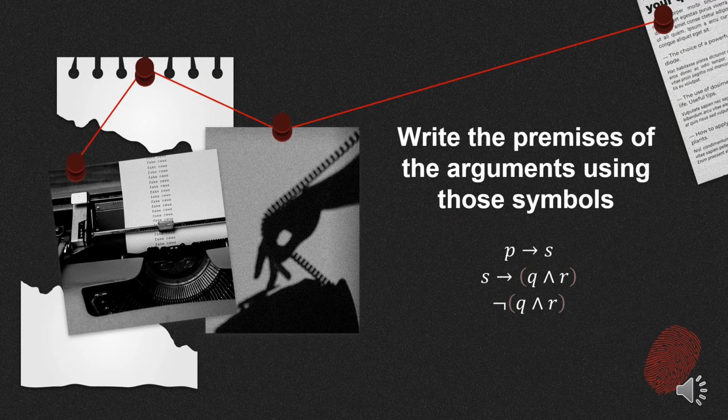Step 2. Write the premises of the argument using those symbols. The first premise we get from the argument is P implies S, which is that if Enola wants to be a good detective, she must solve the case. The second premise is S implies Q and R, which is that if Enola wants to solve the case, then she needs to find the evidence and arrest the culprit. The third premise is not Q and not R, which is that Enola did not find the evidence and did not arrest the culprit.